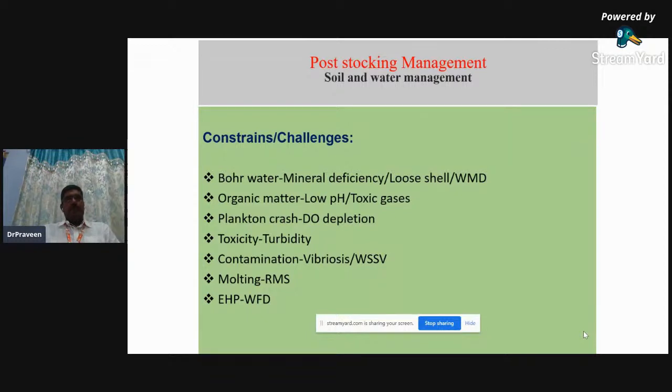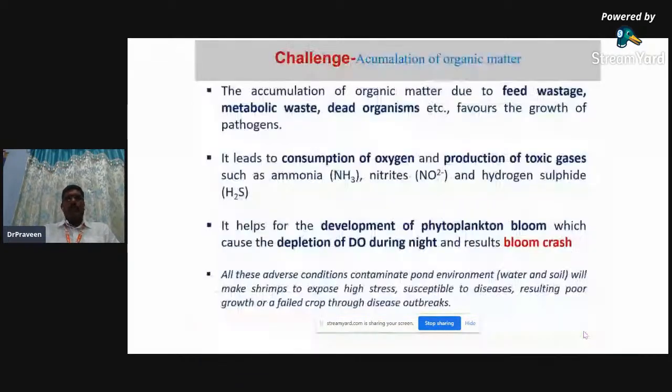And finally, because of all these issues, shrimp may face molting problems, irregular molting, and it may lead to running mortality syndrome. And finally, EHP, as we discussed earlier, and white feces disease are also challenges. These are all the challenges in the running culture system. So to avoid all these problems, we have to go through proper application of probiotics.